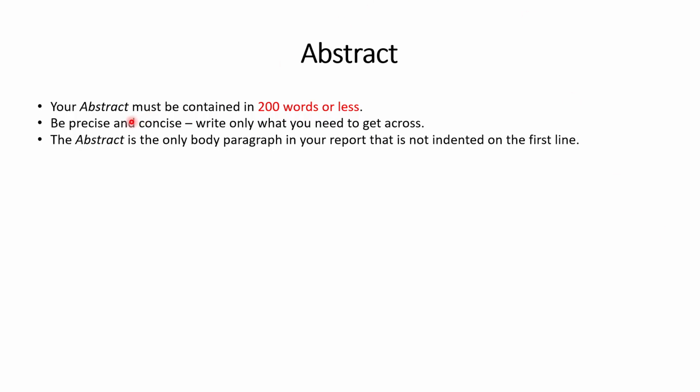Your abstract is the only section in your report that has a word limit. So the abstract has to be contained in 200 words or less. Okay. Make sure you're precise and concise and write only what you need to get across, and that the abstract is the only body paragraph. This is just for APA formatting purposes. It's the only body paragraph that is not indented on the first line. Okay. So let's move on to writing.